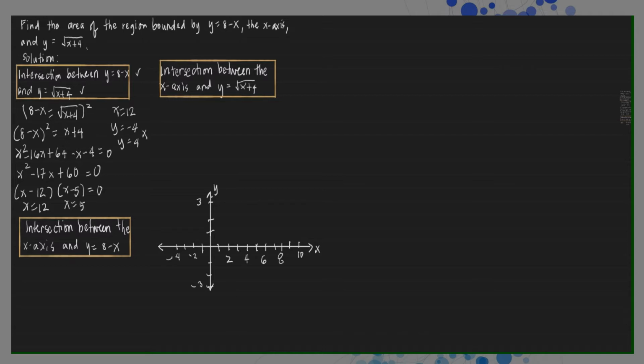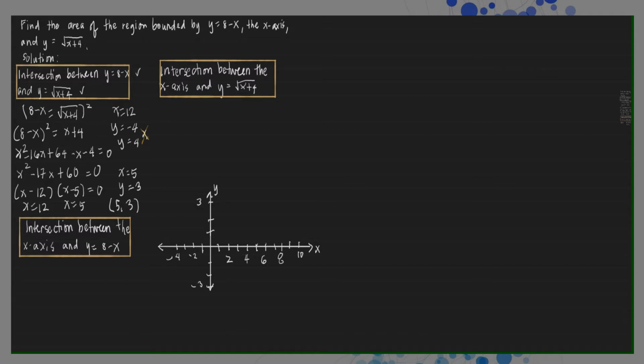So we are now going to use x equals 5. When we substitute 5 for x in y equals 8 minus x, and the same with y equals square root of x plus 4, we get the same value of 3. Therefore, this is a valid point of intersection, and it is represented by the ordered pair (5, 3). So we will not be considering x equals 12 anymore because we got two different values of y.